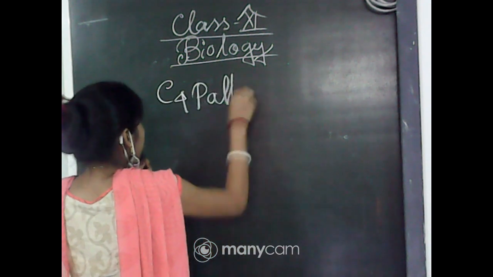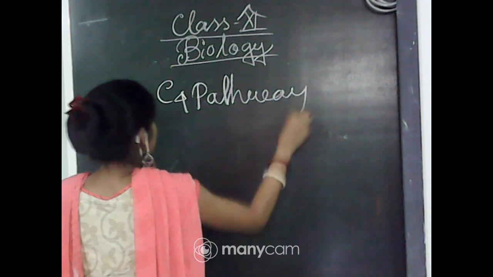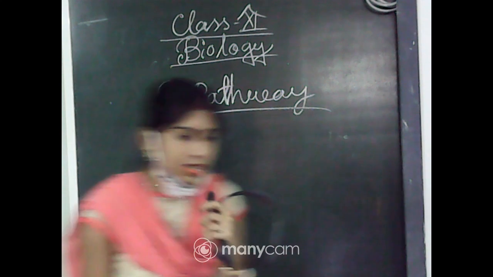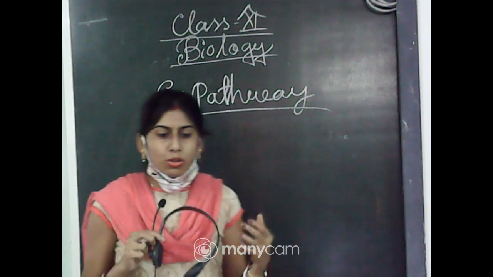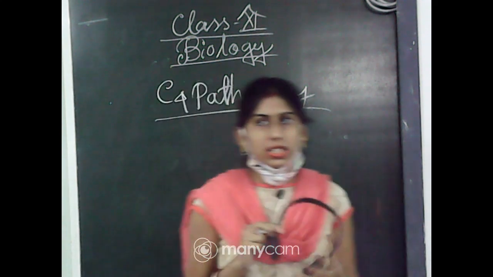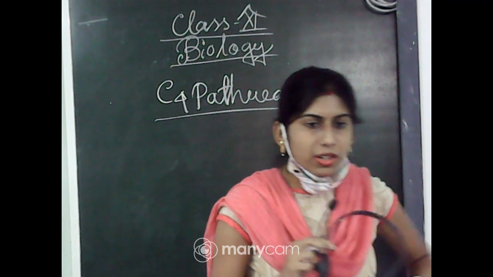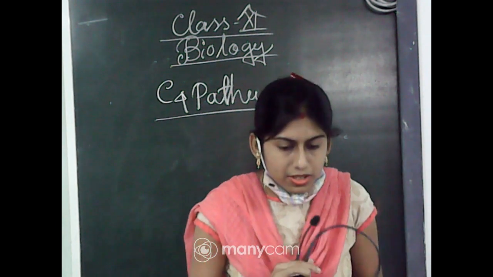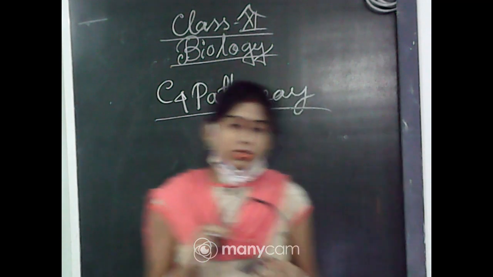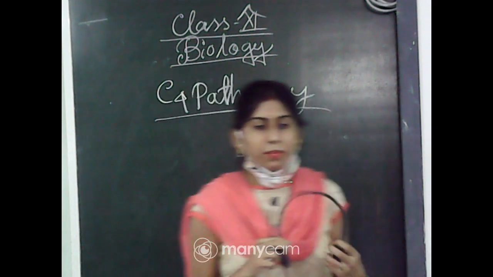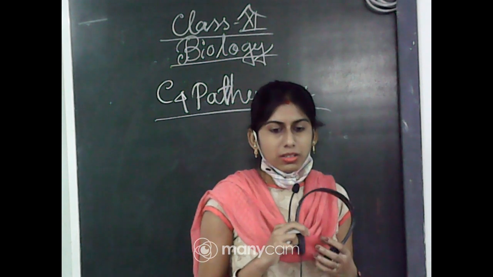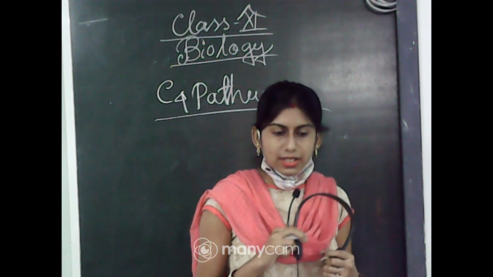In my last class, I discussed the C3 pathway, which is also called the Calvin cycle. And you know what happened in that case: carbon dioxide is fixed, and the first intermediate product was a 3 carbon compound, that was 3PGA, and that is why it was considered the C3 cycle.